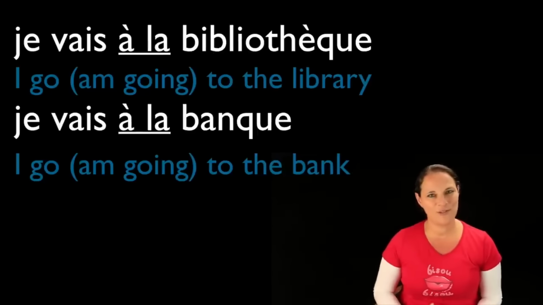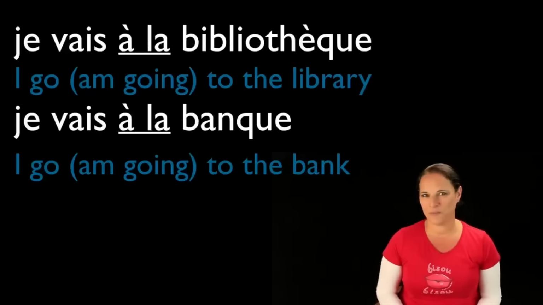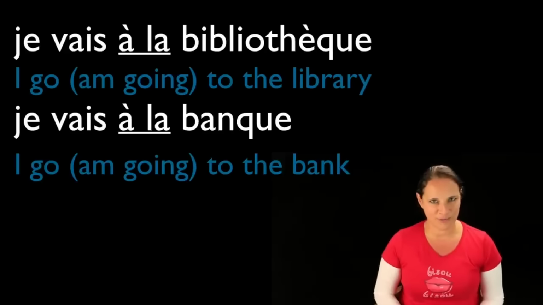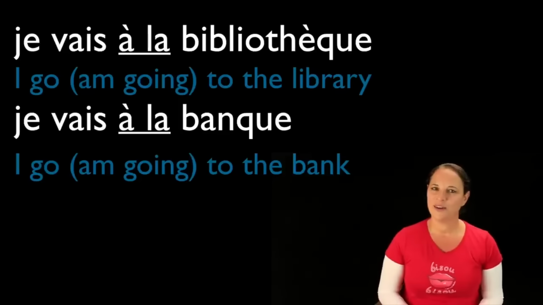Bibliothèque, je vais à la bibliothèque. And that's the library. Banque, je vais à la banque. Okay, so this is a few examples of places that are feminine, okay? You need to know whether these places are feminine or masculine in order to use the right preposition, okay? Now, we know that these places that I have just named are all feminine, okay?